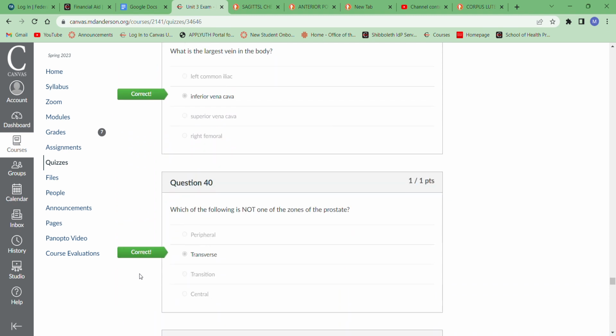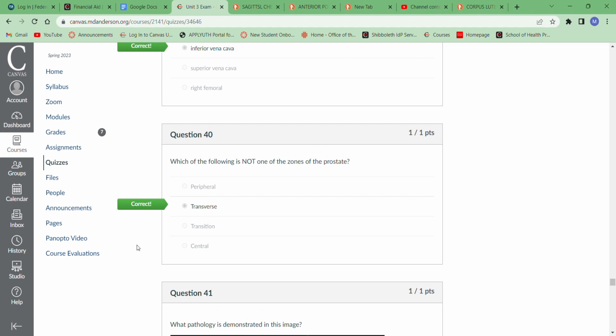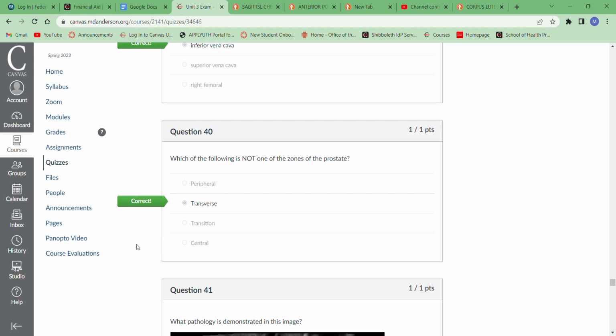All right, which of the following is not a zone of the prostate? The transverse. Okay, you have the central, transition, and peripheral. Inner, medium, outer. Transverse is not one of them, okay? One of the techs just explained this to me randomly one day. She just donated some information to me and I got to use it.